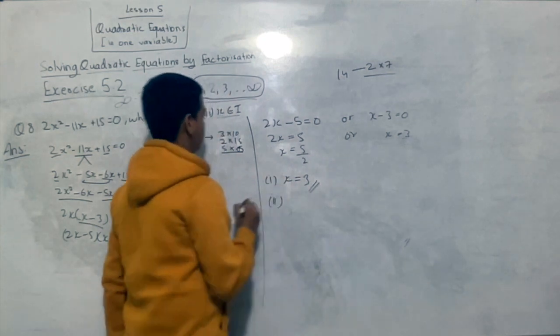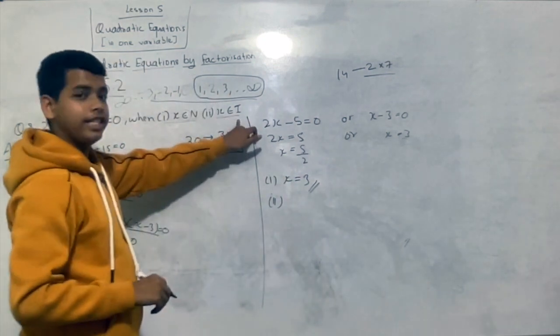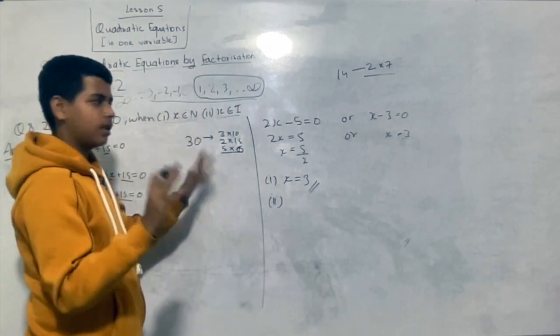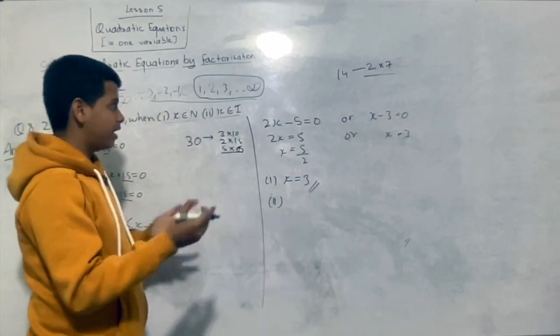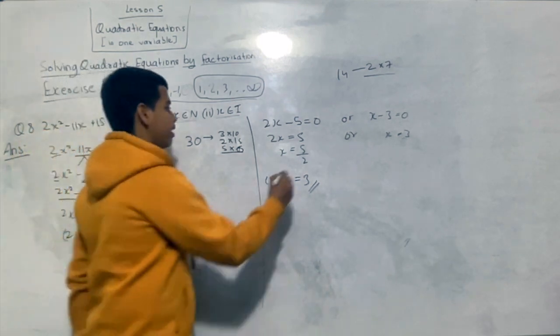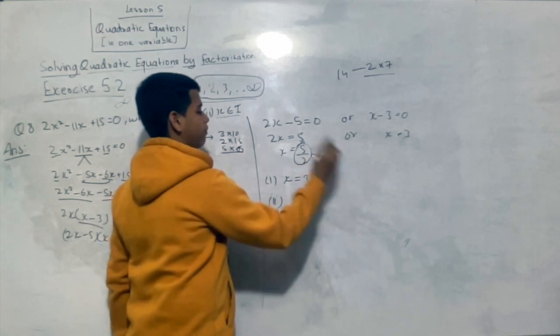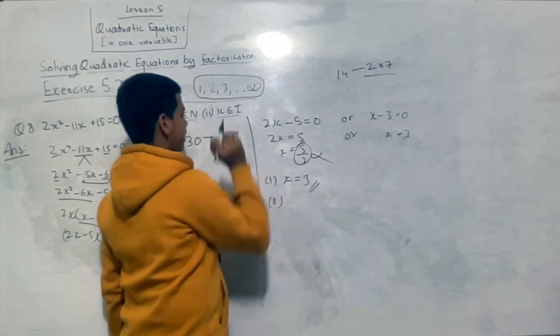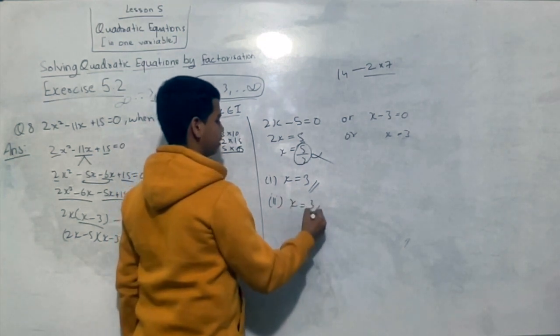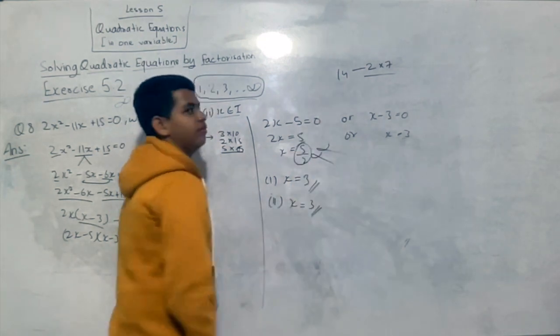For the second sub question, again it should belong to integers. Integers again are whole numbers. They are complete, that is to say that they are not incomplete fractions. So here again 5 by 2 doesn't fulfill the criteria of integers, but 3 again does. So x is equals to 3 again the solution. So this is completely wasted.